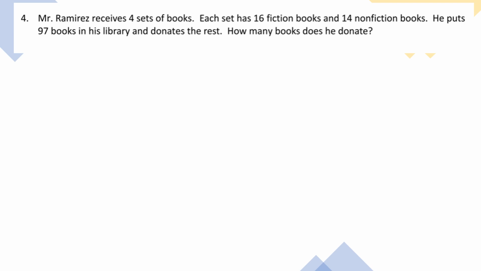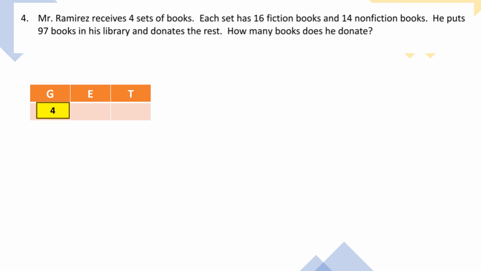Okay, let's go sentence by sentence to see if we can figure this out. Mr. Ramirez receives 4 sets of books. Okay, 4 sets of books. That sounds like groups to me. Each set, okay? So 4 sets are groups, and I see the word each. I definitely need a get chart.